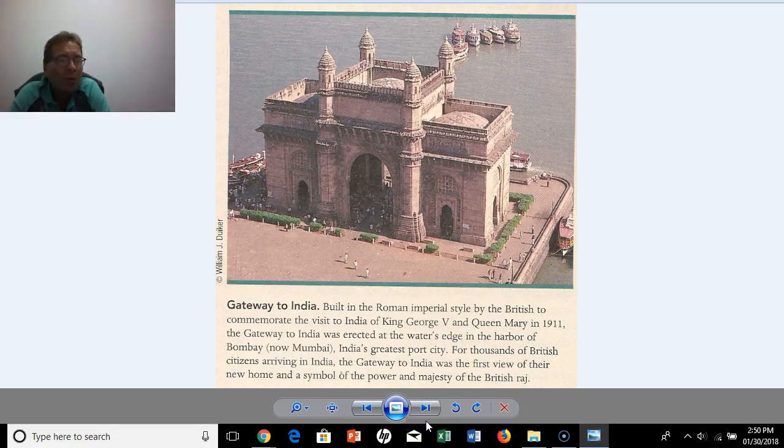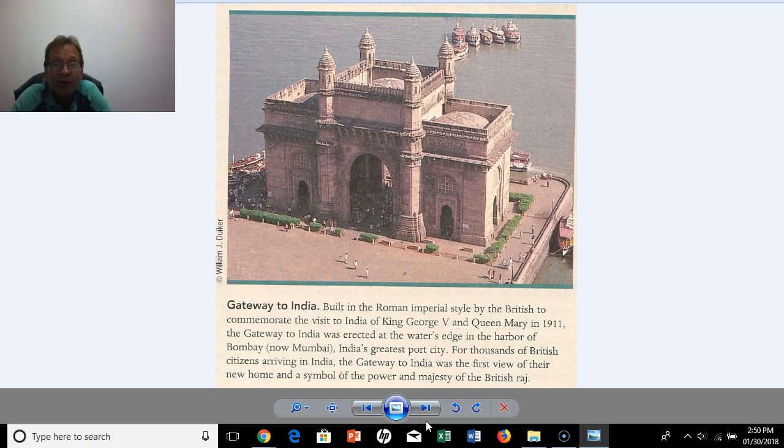Hello again. In this part 2 video of chapter 21, I will go over some of the effects of British rule in India. And this is a famous picture of the Gateway to India. It was built by the British to commemorate the visit of King George V and Queen Mary in 1911. And it's in the harbor of Mumbai.